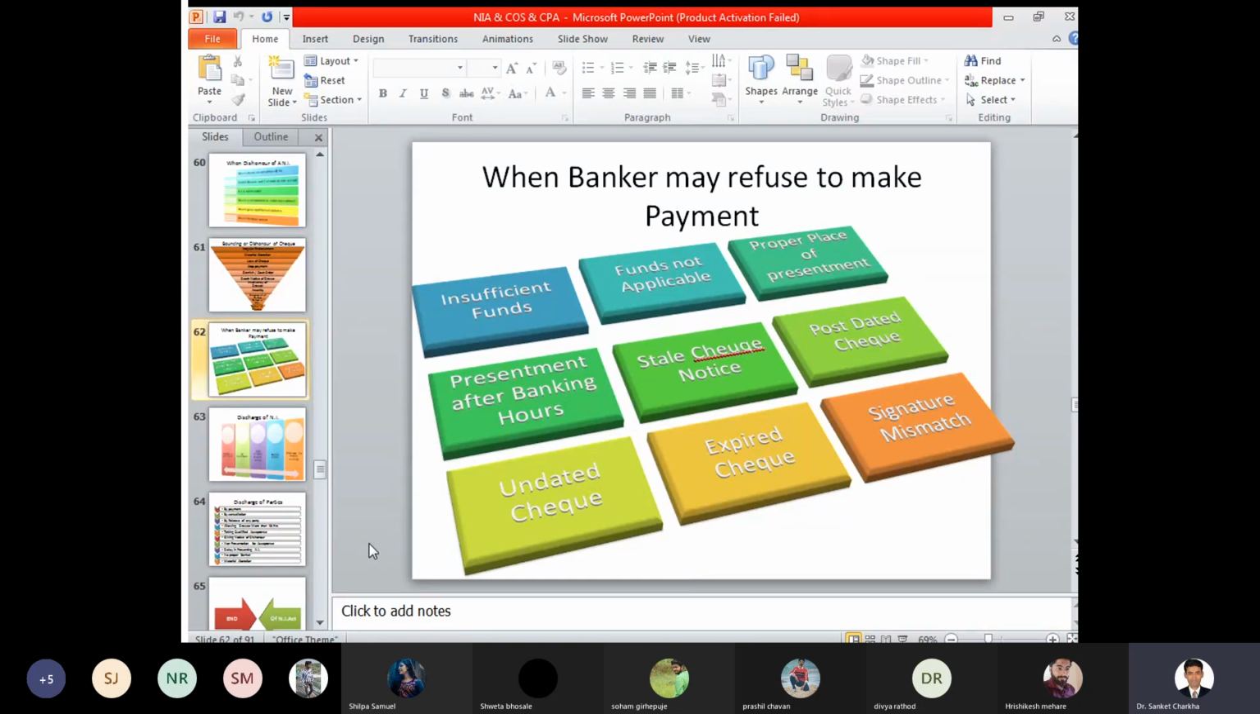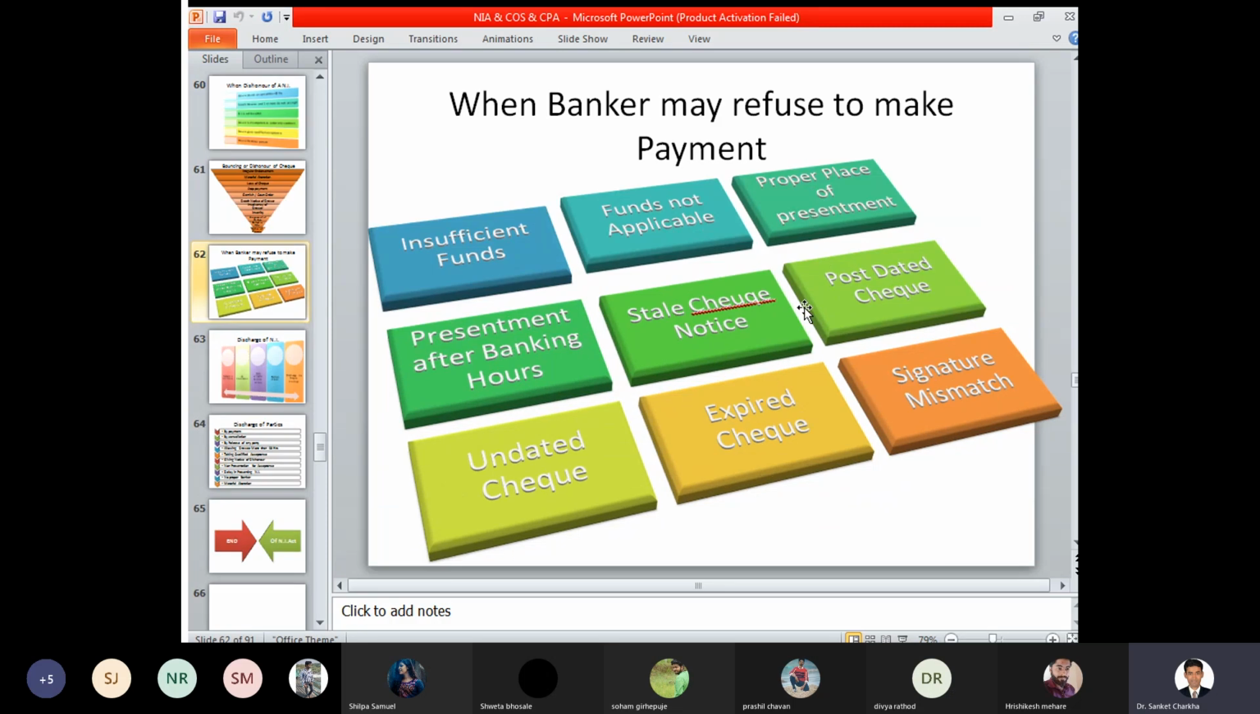Now, what are the various terms, or what are the various issues when a banker may refuse to make the payment? So, what are the various terms and conditions in which the bank may refuse? So, you have presented the check, but the check is not accepted by a particular bank, or the bank refuses to make the payment. So, let's look at those terms and conditions in which the bank is refusing to make the payment. First thing, insufficient funds.